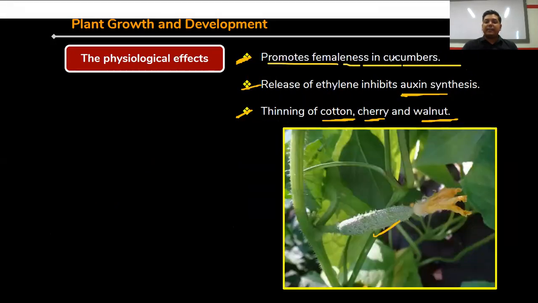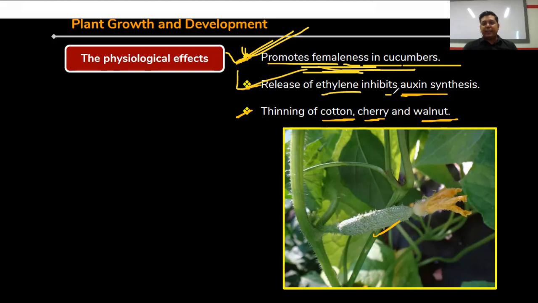They can promote femaleness in cucumbers. This is very, very important for your exam. So in the case of cucumbers, flowering plants, ethylene mainly promotes femaleness, the female character in cucumbers. So that's why sometimes ethylene is known as the feminism hormone. Clear? Ethylene is known as a feminism hormone, as well as cytokinin, which is mainly called a feminism hormone, and after cytokinin, ethylene is known as a feminism hormone. They can promote the femaleness or female character in the cucumber plant.